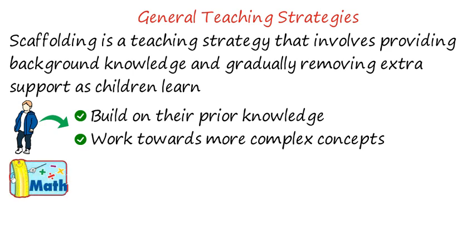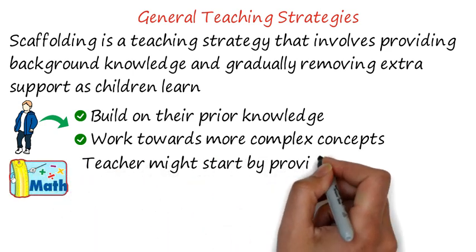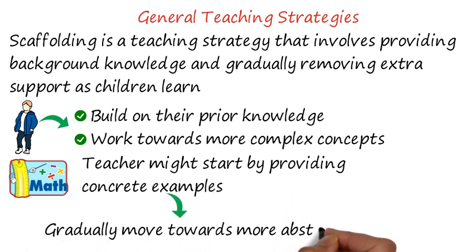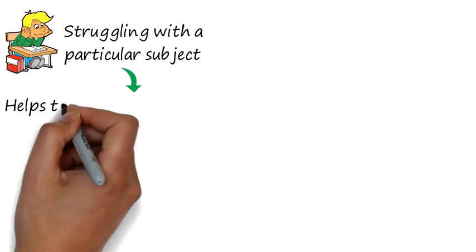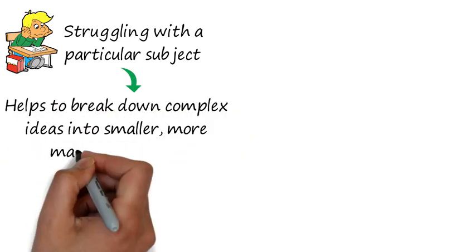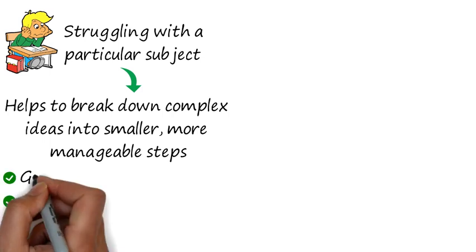For example, when teaching a new math concept, the teacher might start by providing concrete examples and then gradually move towards more abstract concepts. This strategy is particularly effective for children who may be struggling with a particular subject, as it helps to break down complex ideas into smaller, more manageable steps.